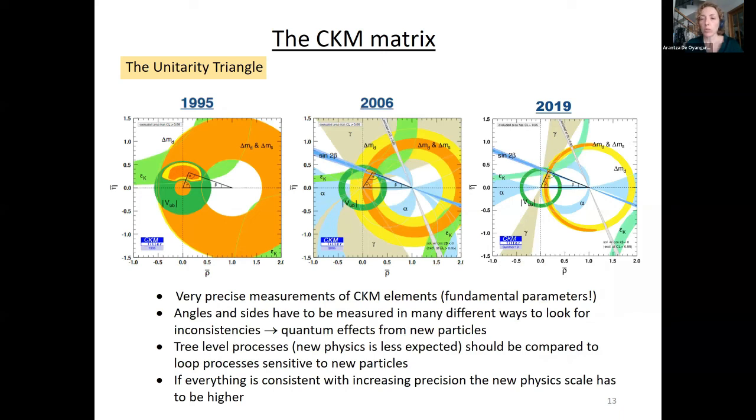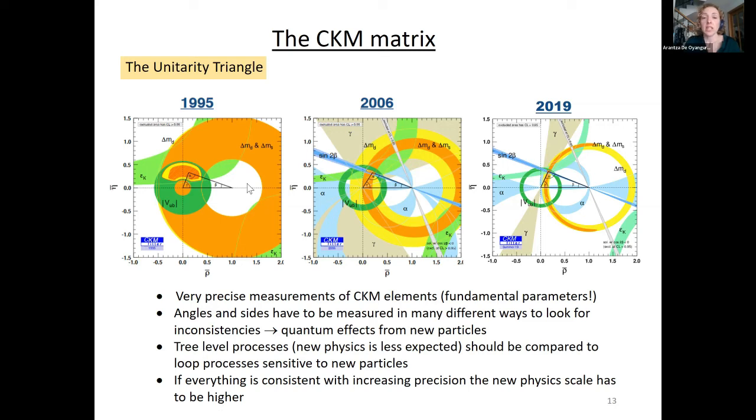How has it evolved? You can see it. This was coming in the 90s. You can see the precision of the different observables. We had very, very large bands, which means very large uncertainties of the observables. But we also always wanted to know if everything was fitting in this upper vertex.